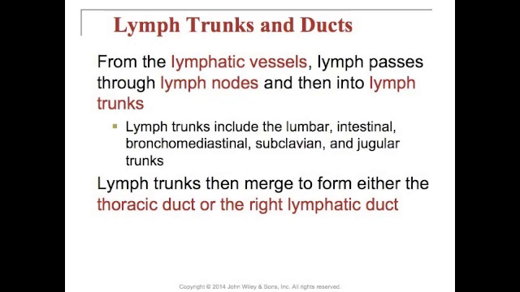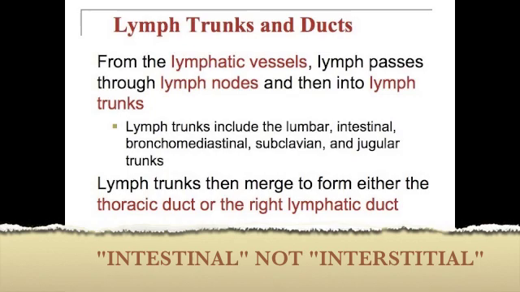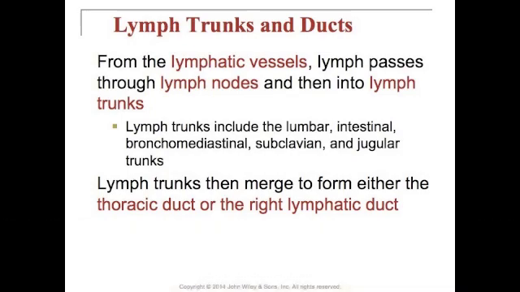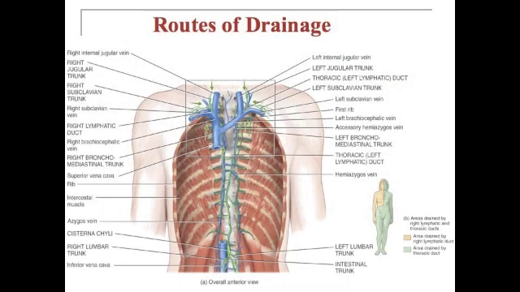Moving on to the next slide, lymph trunks and ducts. From the lymphatic vessels, lymph passes through the lymph nodes and into the lymph trunks. Lymph trunks include the lumbar, intestinal, bronchomediastinal, subclavian, and jugular trunks. Lymph trunks then merge to form either the thoracic duct or the right lymphatic duct.